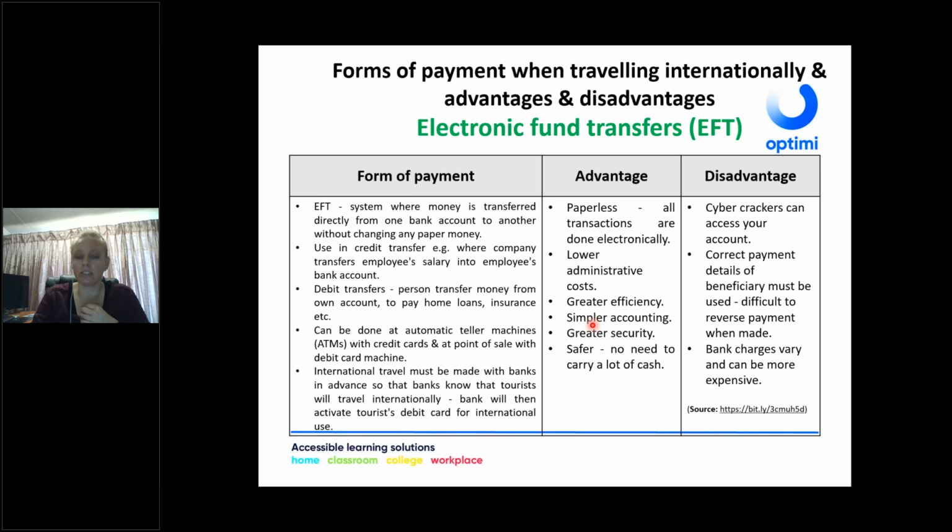There's simpler accounting. There's greater security. It is safer because there is no need to carry a lot of cash with you. So it's electronically transferred, so you don't have to carry a lot of cash. But the disadvantage is that there are cyber crackers that can get access to your account. It is very important to have the correct payment details of your beneficiary, because it is difficult to reverse the payment once it is made.